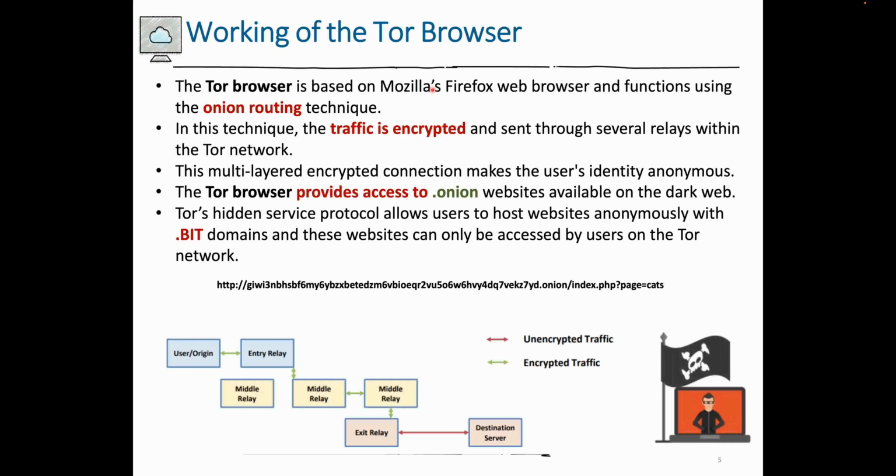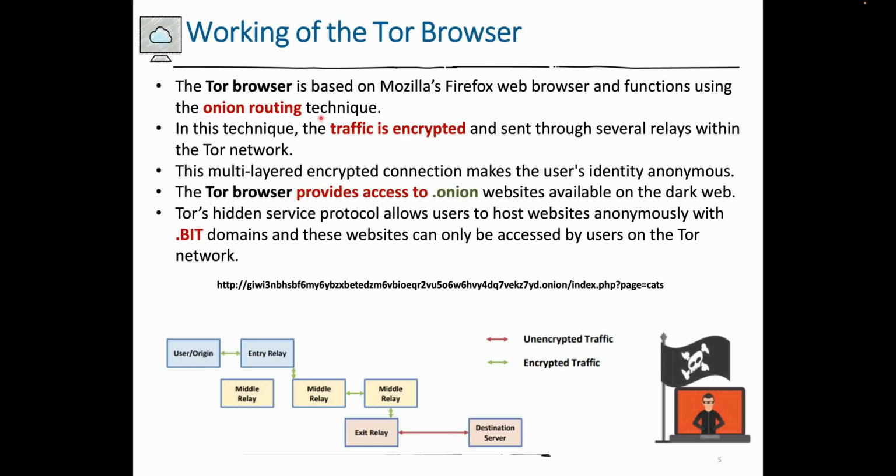Now, what is the working of the Tor browser? The Tor browser is based on the Mozilla Firefox web browser and functions using the onion routing technique. This technique involves wrapping the user data in multiple layers of encryption, which are peeled off by successive Tor relays, the nodes we discussed in a previous slide, as the data passes through them.